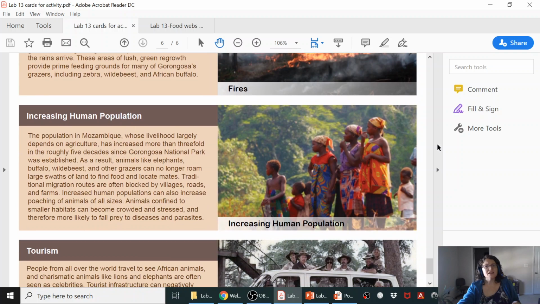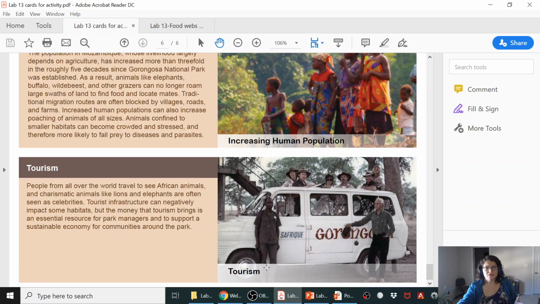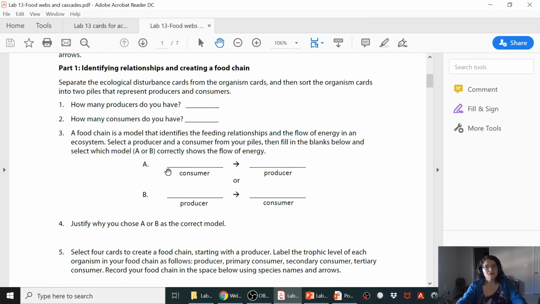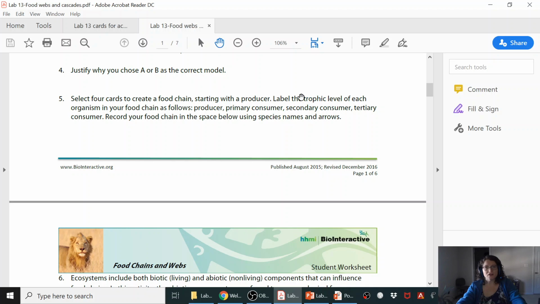We have fires, increasing human population. What does that mean? And so it gives you some information about that. Tourism, etc. Okay, so now we have all this information. We have these impacts. What does it tell you to do? So you're going to select 4 cards and create a food chain starting with the producer. You're going to label the trophic level of each one. Remember, we start with the producers, okay? You need a primary consumer, secondary consumer, and tertiary consumer. Remember, all of them need to be connected to each other. If you have your tertiary consumer be a lion, but then your secondary is nothing that a lion eats, that's not going to work. You need to have everything connected to each other, okay?